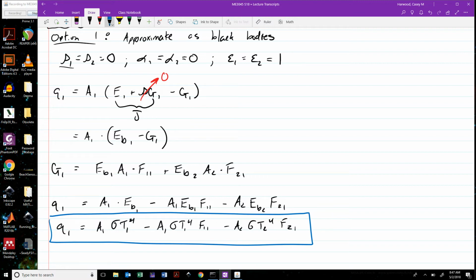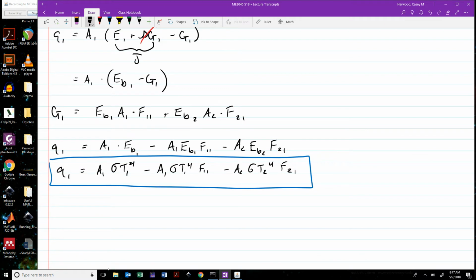And so the beauty of this is now we know the total radiation out of surface 1. If we wanted to figure out how much radiation is going from surface 1 to 2, we would simply say, right, Q1 to 2 is equal to Q1 times F12. And there we go. We've got the radiation heat transfer from 1 to 2. And so we've solved the problem. We could do the same process from the perspective of surface 2, and we could solve for the heat rate from surface 2 to surface 1, etc.